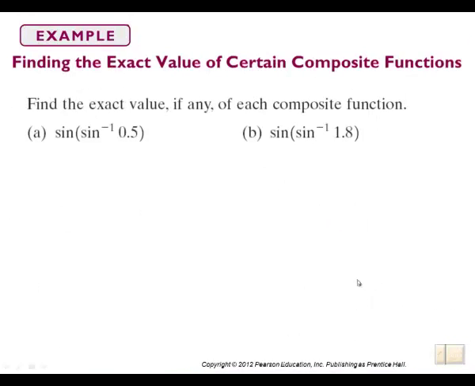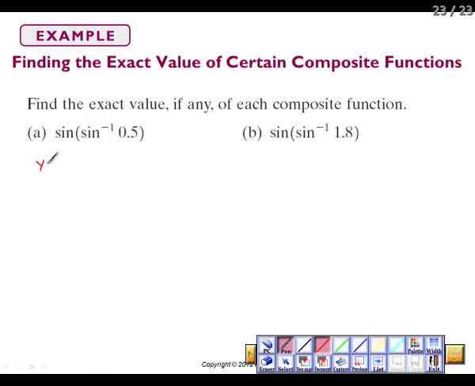Okay. Here we have inverse sine of 0.5. So what is our domain for inverse sine? For inverse sine of x, you should have said negative 1 to positive 1. Well, is that within our domain? You should have said yes. It's between negative 1 and positive 1, so we're okay there. So sine and its inverse cancel each other out, and our answer, what's that going to be? You should have said 0.5.